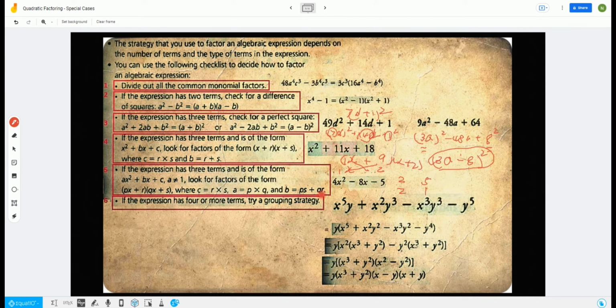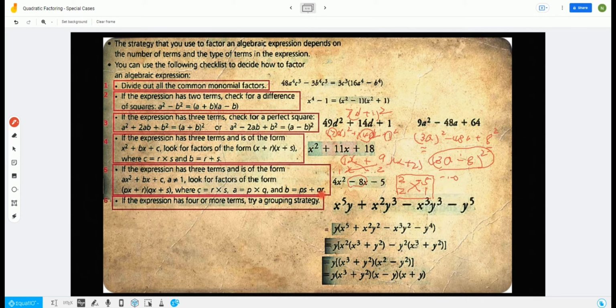Factor out. Because this is negative, the bigger number should be negative. So we can do the cross multiplication. You see, negative 5 times 1 is negative 5, 2 times 2 is 4, and then 2 times negative 5 is negative 10, and 2 times 1 is positive 2. Negative 10 plus 2 equals negative 8. It's perfect, right? So the answer should be 2x minus 5 times 2x plus 1. So yeah, we factored it.